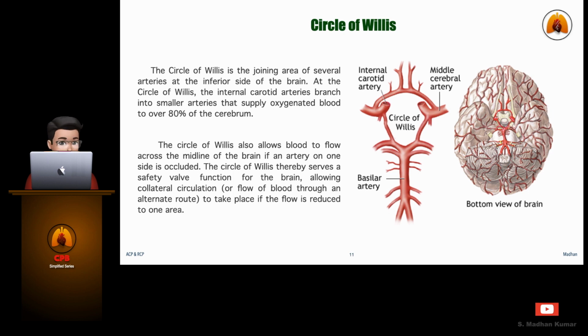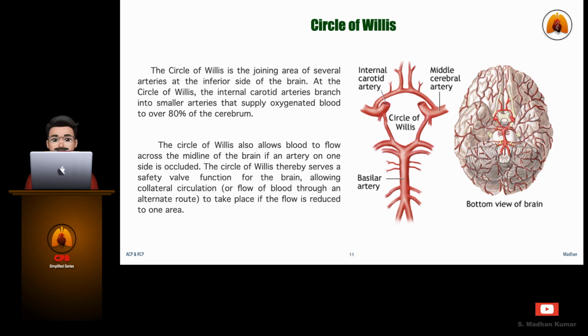Let us see about the circle of Willis. The circle of Willis is the joining area of several arteries at the inferior side of the brain. At the circle of Willis, the internal carotid arteries branch into small arteries that supply oxygenated blood to over 80% of the cerebrum. The circle of Willis also allows blood to flow across the midline of the brain if an artery on one side is occluded. The circle of Willis thereby serves as a safety valve function for the brain, allowing collateral circulation to take place if the flow is reduced to one area.